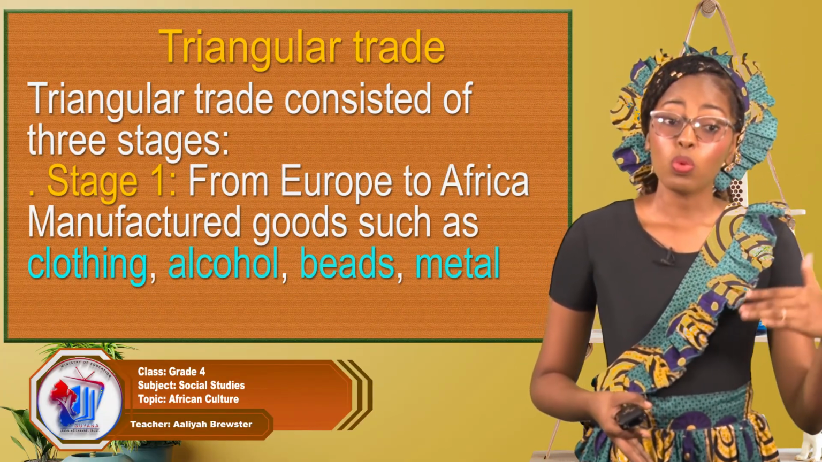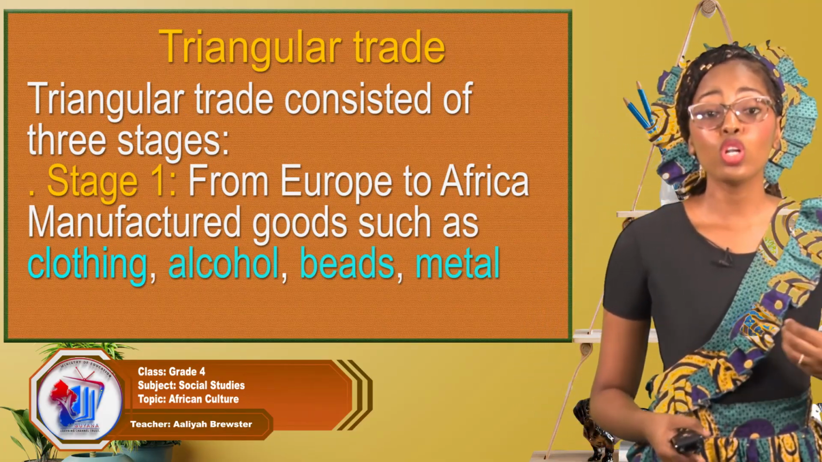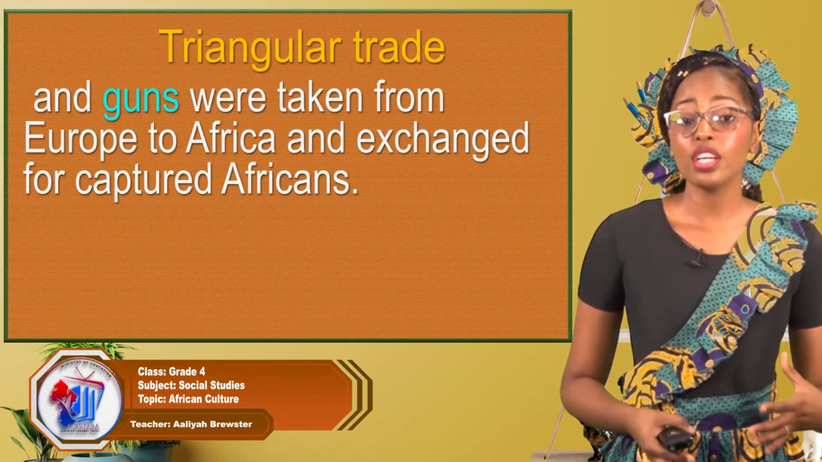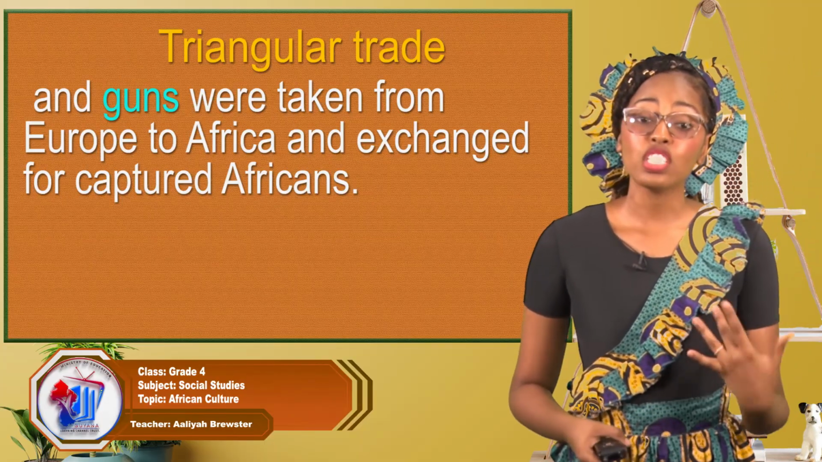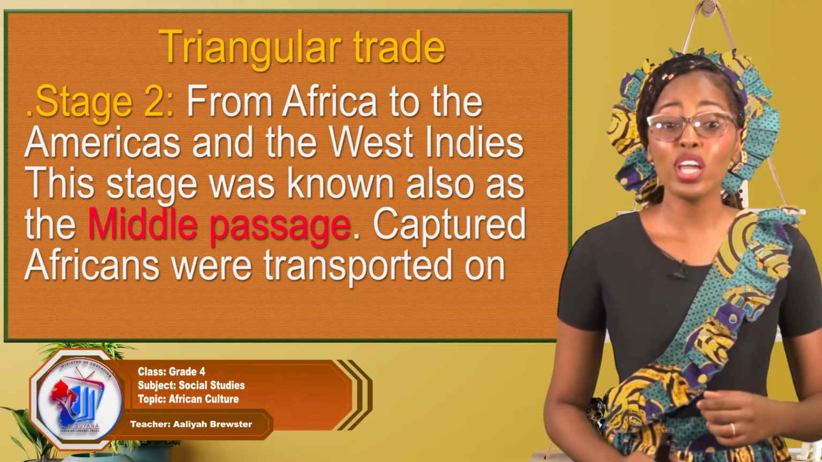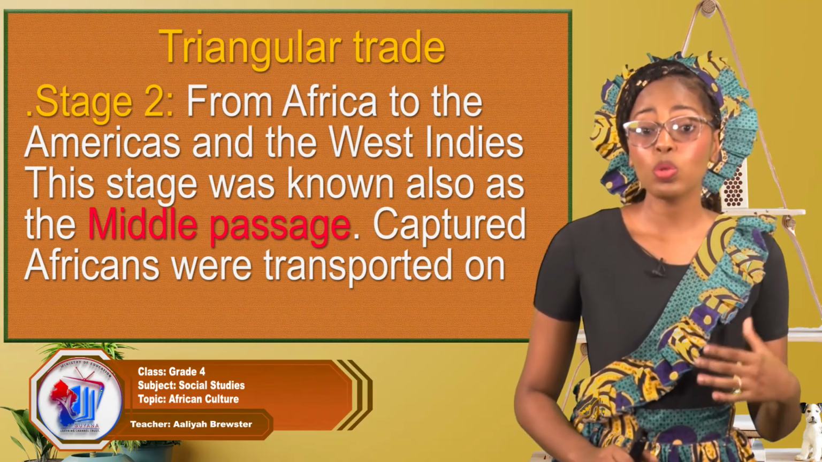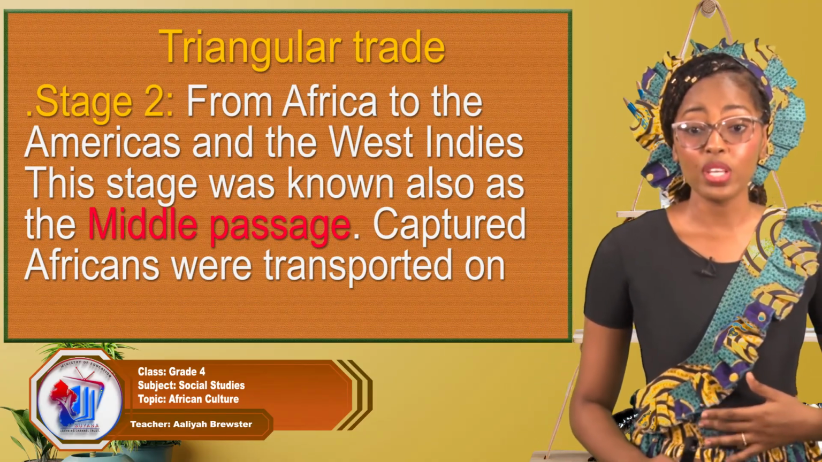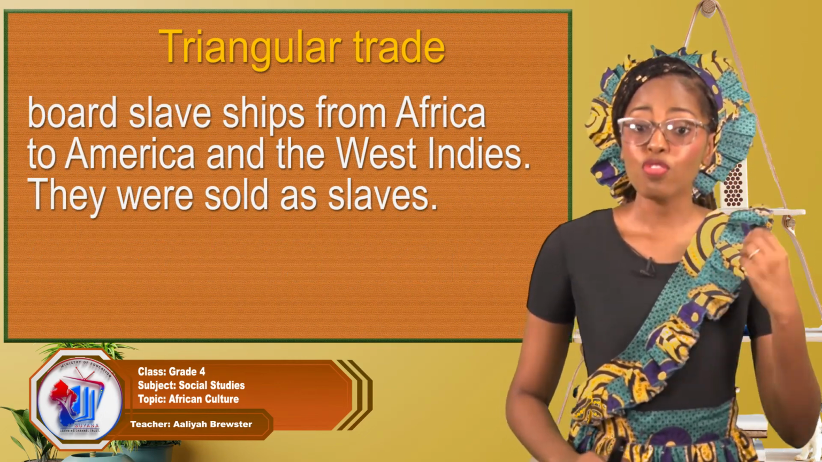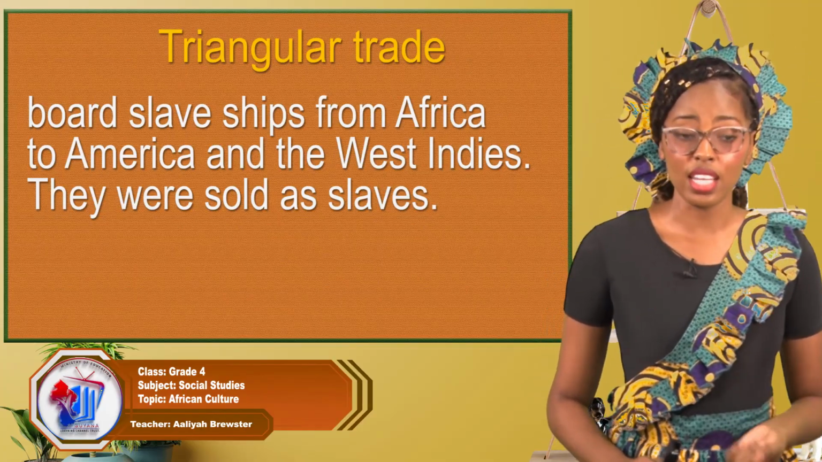Stage 1 was a voyage from Europe to Africa. Manufactured goods such as clothing, alcohol, beads, metal, and guns were taken from Europe to Africa and exchanged for captured Africans. Stage 2 is the voyage from Africa to the Americas and the West Indies. This stage was also known as the Middle Passage. Captured Africans were transported on board a slave ship from Africa to the Americas and the West Indies. They were also sold as slaves.